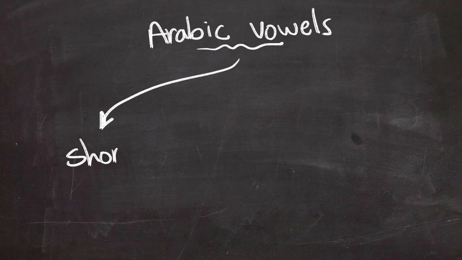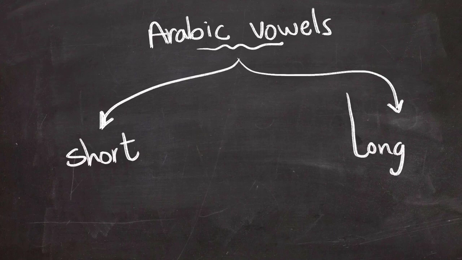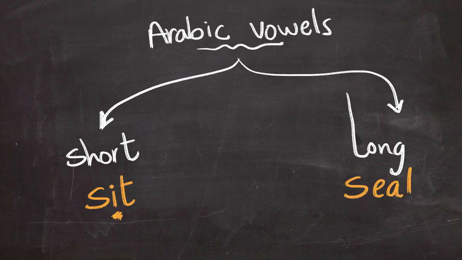Vowels in Arabic basically consist of two types, short and long vowels, much like any other language. Take English as an example. Short vowels are found in words like sit, for example, and long, like in the word seat.